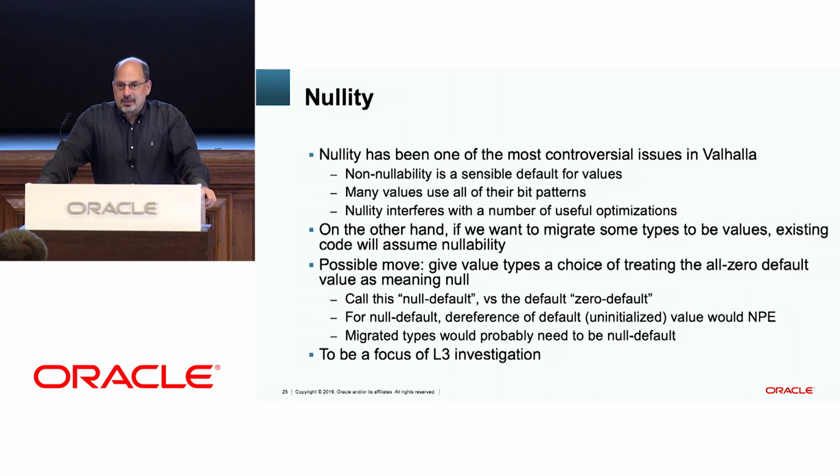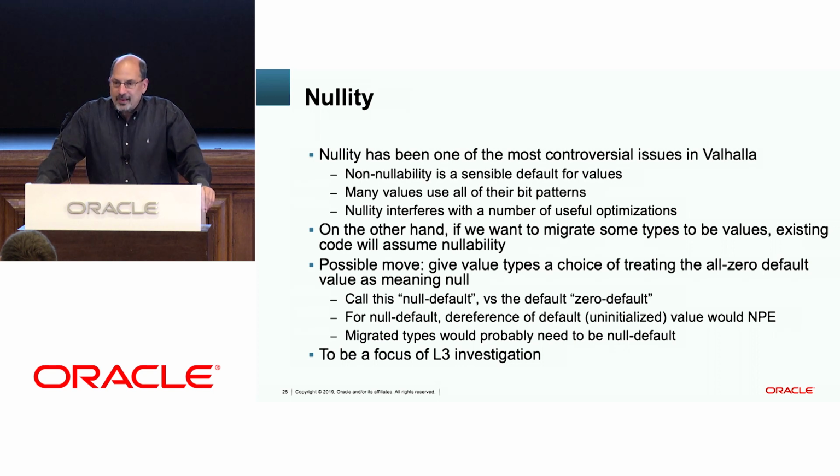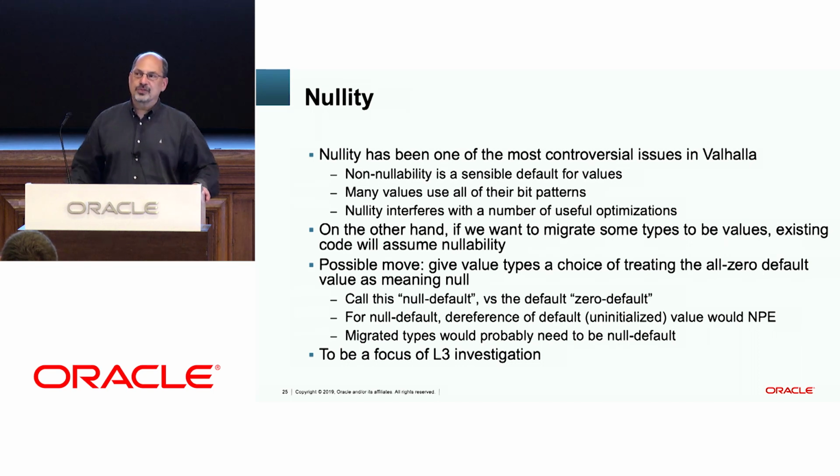One of the most persistent pain points in this entire investigation is the slippery nature of null and nullity and nullability. Certainly it's a sensible default to say values can't be null. There are some values like int, for example, that use all their bit patterns and don't want to take on extra space to represent the notion of there's no int here. And having nullity be this sort of out-of-band signal to the representation is one of these things that undermines a lot of optimizations that we want to do. So it sort of seems obvious to say values aren't nullable, end of story.